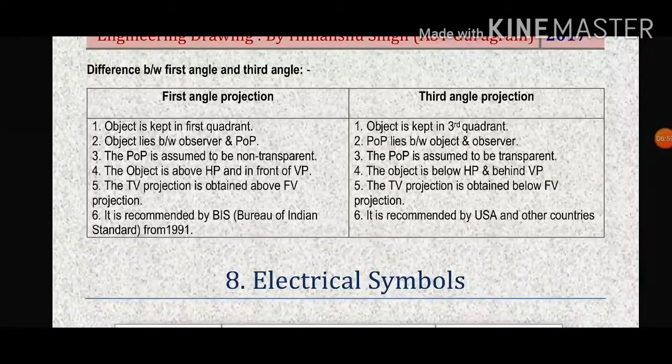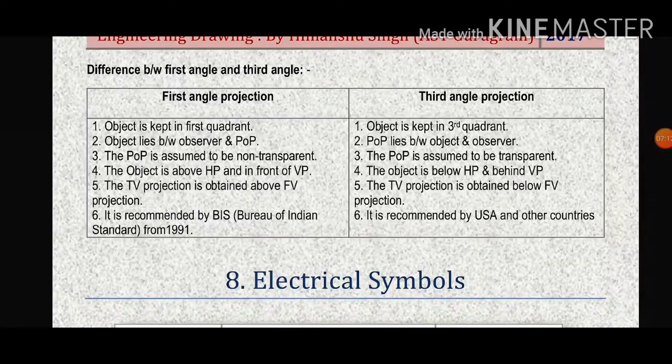quadrant. The object lies between the observer and the POP, which means in first angle projection the object lies between the observer and the POP, and in third angle projection the plane of projection lies between the object and the observer.